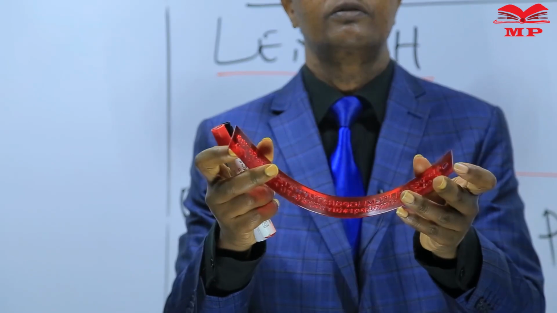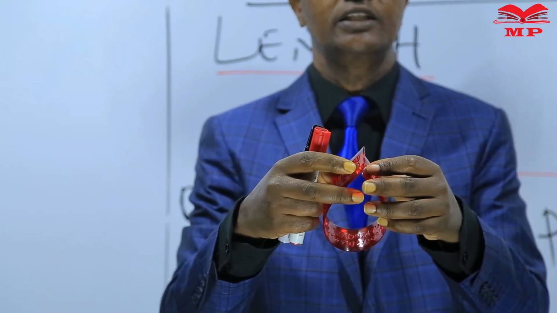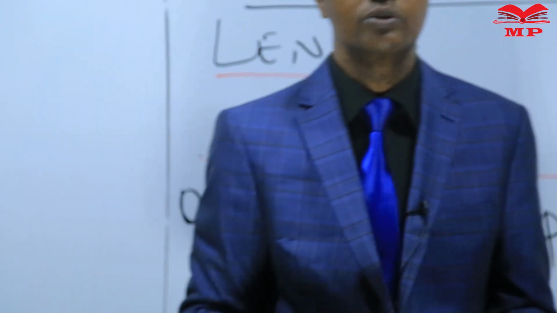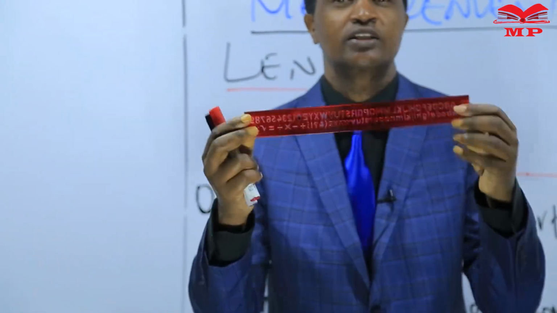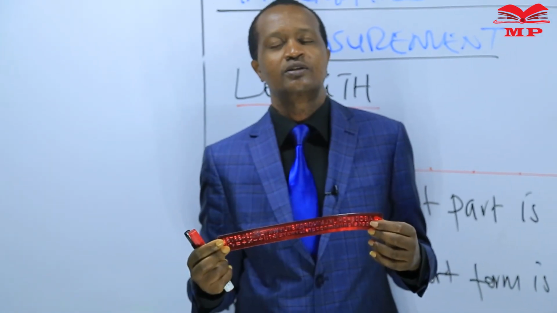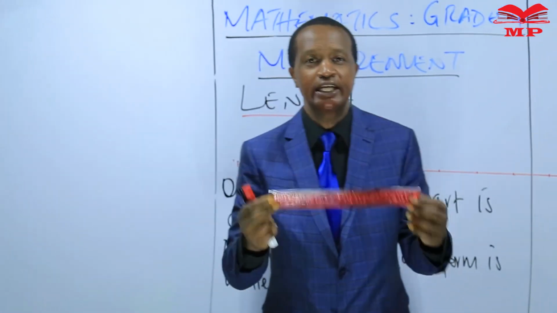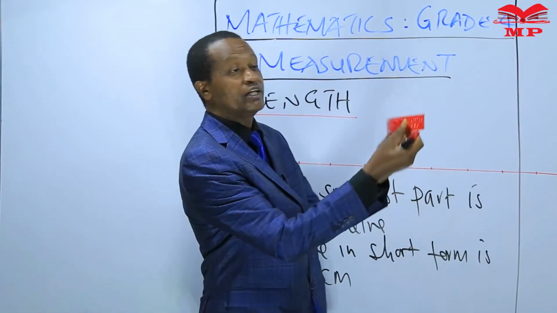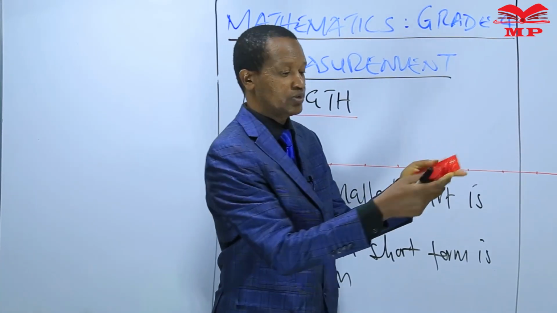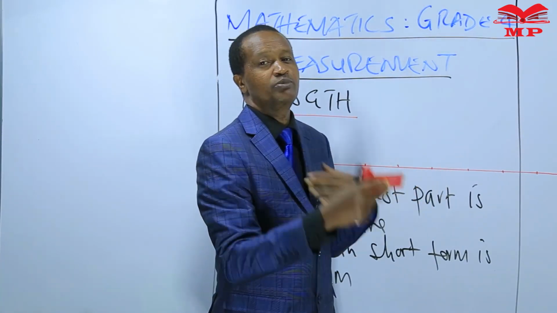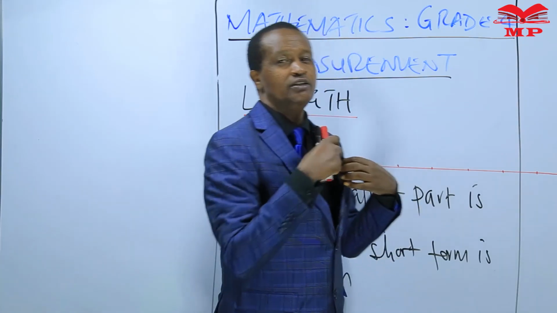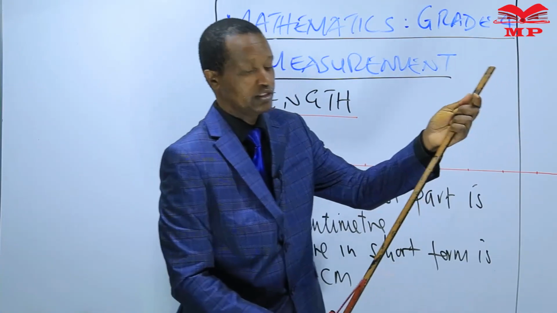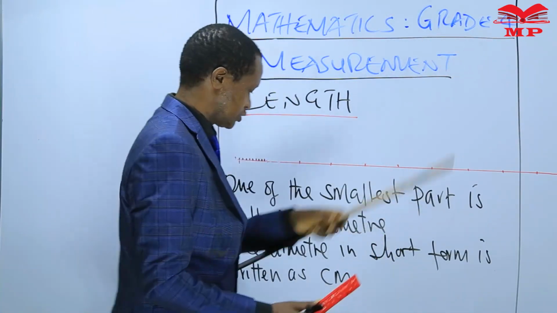This is my 30 centimeter ruler, and it is a flexible ruler. I can bend it. When I was in standard 4, we didn't have such rulers. We used to use wooden rulers. But during your time, technology has changed. You have a flexible ruler. You can fold it and put it in your pocket. During our time, we had wooden rulers like this one. This one you cannot bend.